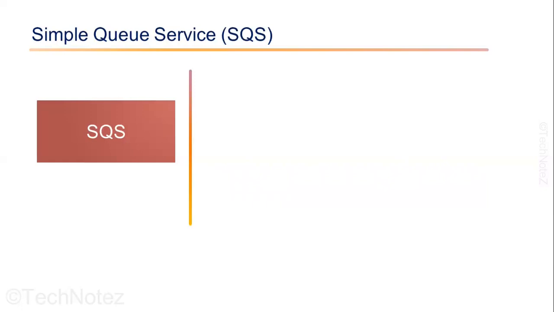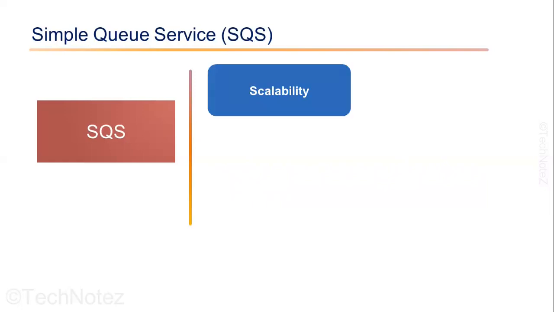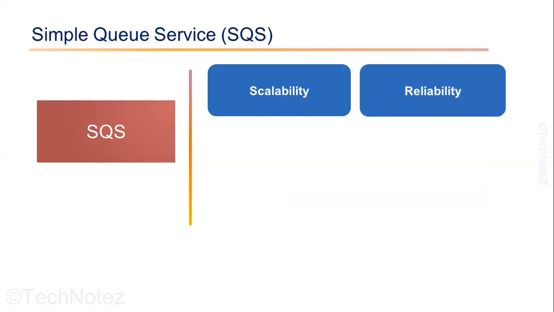Here are some of the key benefits of using Amazon SQS. Scalability. Amazon SQS is a fully managed service, which means it automatically scales to handle an unlimited number of messages and message queues. You don't need to worry about capacity planning or scaling the infrastructure as the application grows. Reliability. Amazon SQS is designed to be highly available and fault tolerant. It replicates the messages across multiple availability zones to ensure that your messages are always available when you need them.